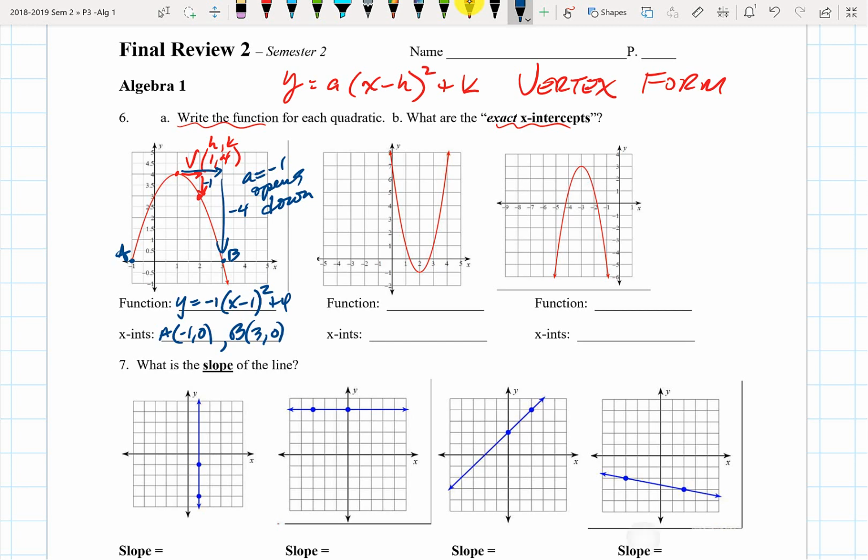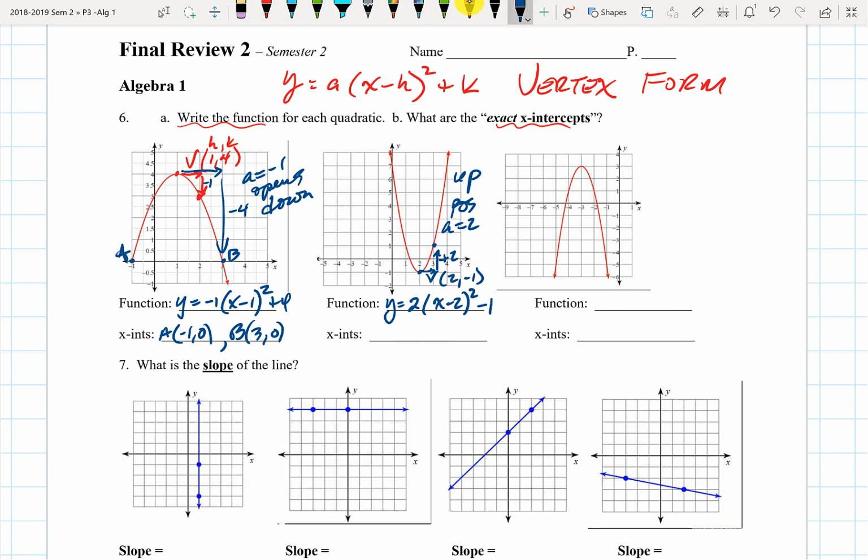Now this one's a little bit different. This goes up instead of down. And right here, the vertex is at 2, -1. And from point to point, I got to go right 1, up 2. All right, up 2. So I know a is positive 2, because it goes up. So I know my function now. So y is equal to 2 times x minus 2 squared minus 1.